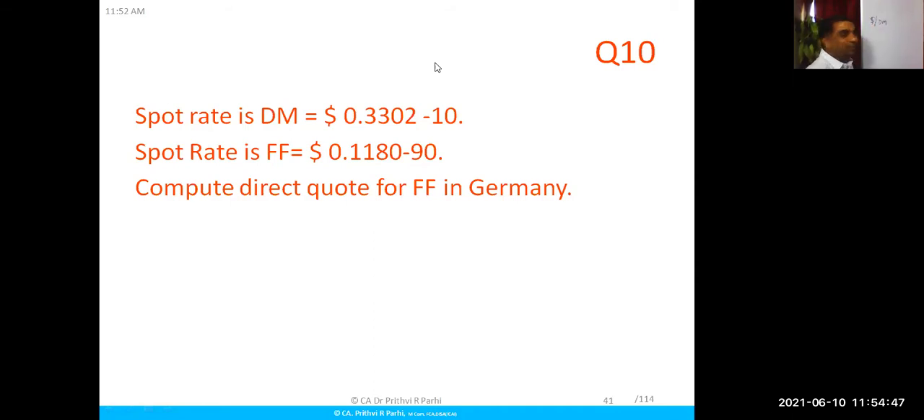Now, the difficulty is to understand the code. As you know, in the jungle of international finance, there is no fixed, defined way of quoting codes. So people may quote anything like this, but here the quote is 0.3302 dash 10. Here you have to understand this means, let me write it from here, 0.3302 to 0.3310, since the last two digits are given.